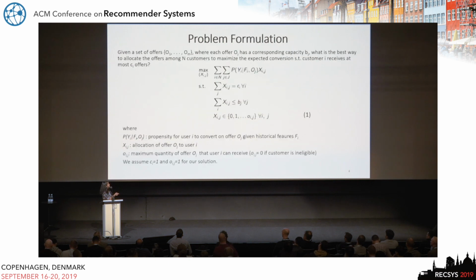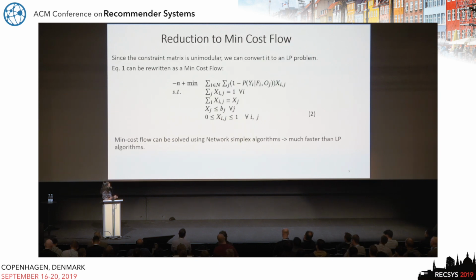Also, one more point to notice, in our case we have assumed that Ci and Oij are 1, so a customer can get a maximum of 1 offer. This is related to the domain that we were solving for. At Amazon, we usually have only one slot on the page where we can show an offer to a customer. Because we reduced it to min cost flow, we can also leverage algorithms like network simplex algorithm, which typically work orders of magnitude faster than typical LP solutions.